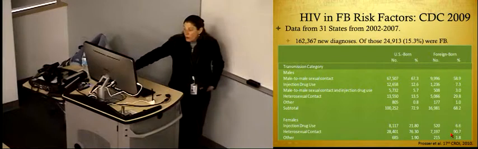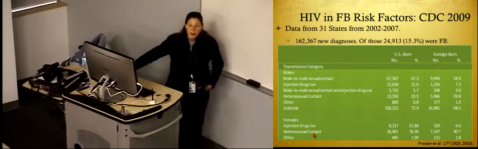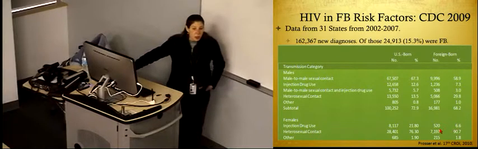Similarly, for females, this was even more striking. So the vast majority of foreign-born females were infected by heterosexual contact. Very few, actually, by IDU. And again, this is what I see in my practice.